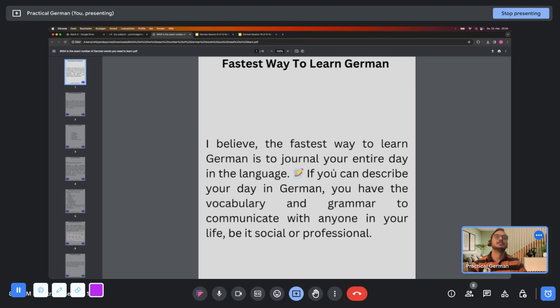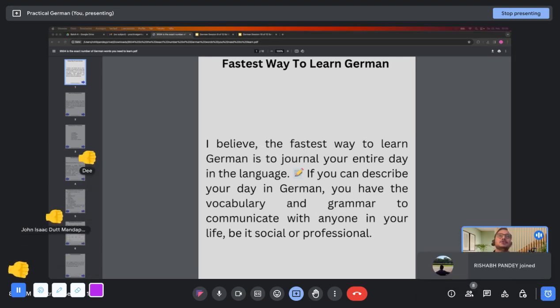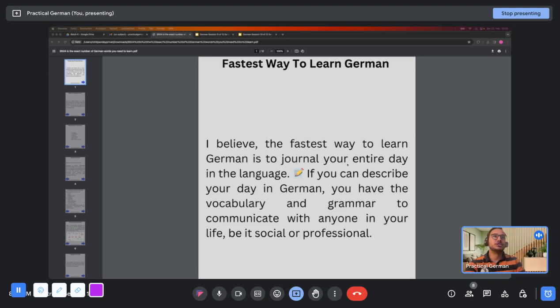Here is the file. Give me a thumbs up so that I know you see the new file titled "Fastest Way to Learn German." Thank you. There are many ways to learn a language, especially German. I think one of the fastest ways to learn German is to journal your entire day in the language. Of course, even when you reach C1 level, you cannot write everything you do from morning till the time you hit the bed in German. You cannot do that, but you can try.